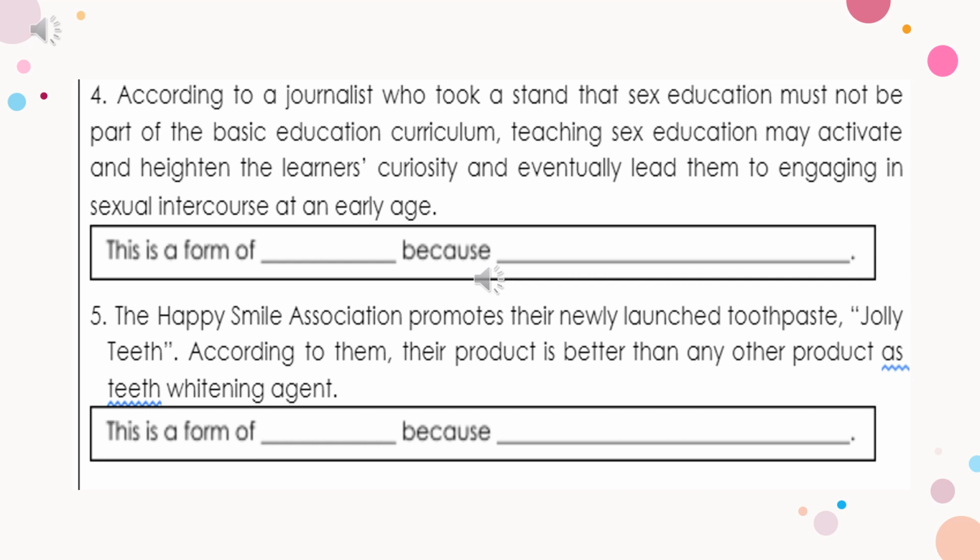Okay? So we are done on numbers 1 to 5, categorizing the given situations, whether they are in the form of bias or prejudice, and of course, justifying our answers. Okay? Let's go on.